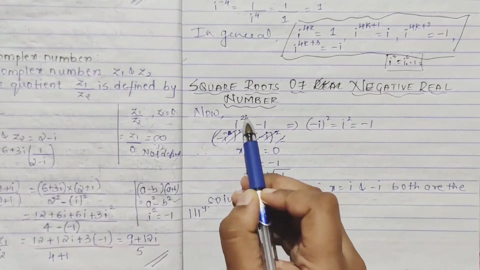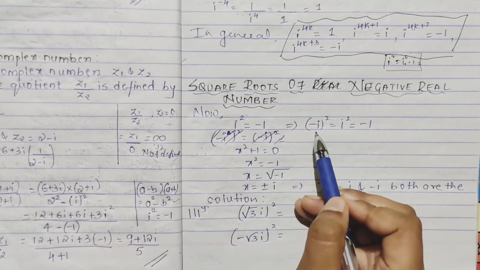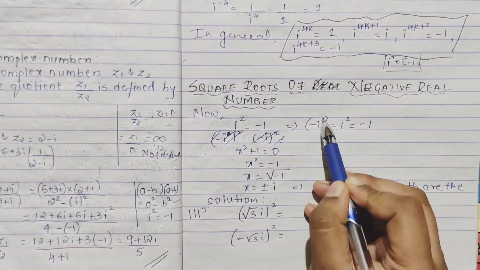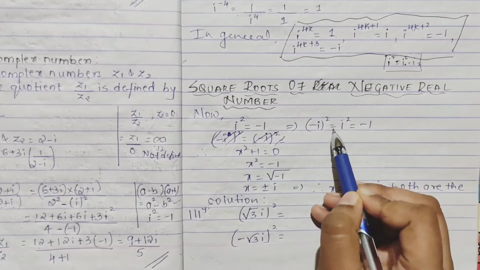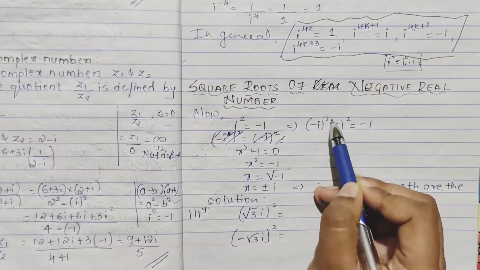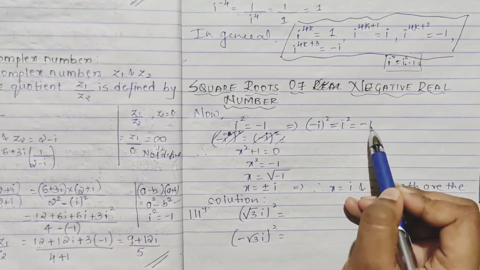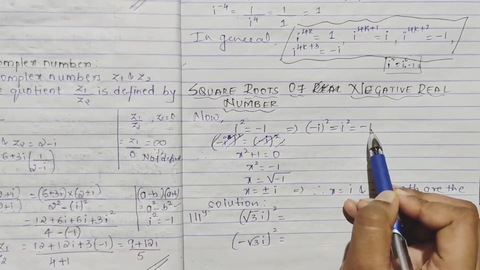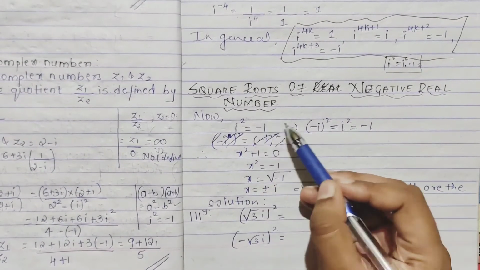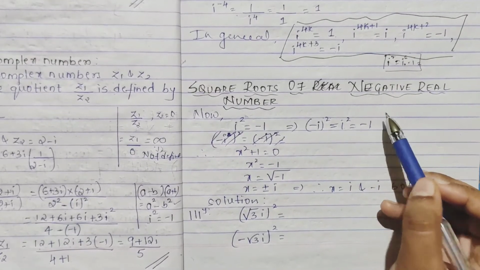I have taken here i square. i square is what? Minus 1. This we know. Now if I take minus i whole square, I will get i square only, because minus into minus becomes plus, and this i square is again minus 1 itself. So if I take positive, i square is minus 1, and negative also comes the same.